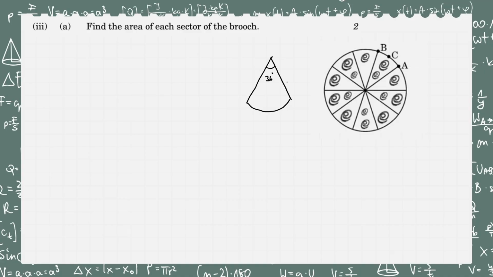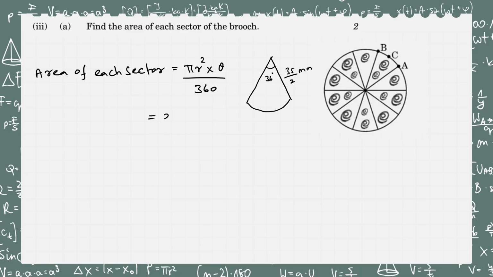The central angle is 36 degrees and the radius is 35 by 2 millimeters, which we have already found and kept. And we are going to find out the area of one sector using the formula pi r square into theta by 360, right? Everything is already known to us. So area of each sector equals pi r square into theta divided by 360, and this is 22 by 7 into r square, which will be 35 by 2 into 35 by 2, and theta is 36 whole divided by 360.